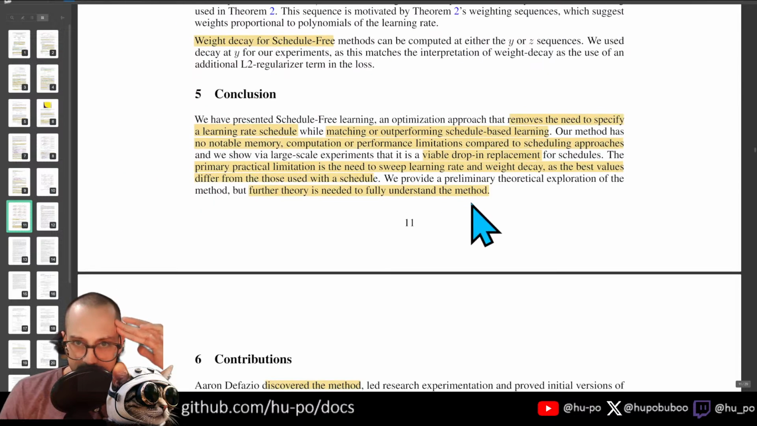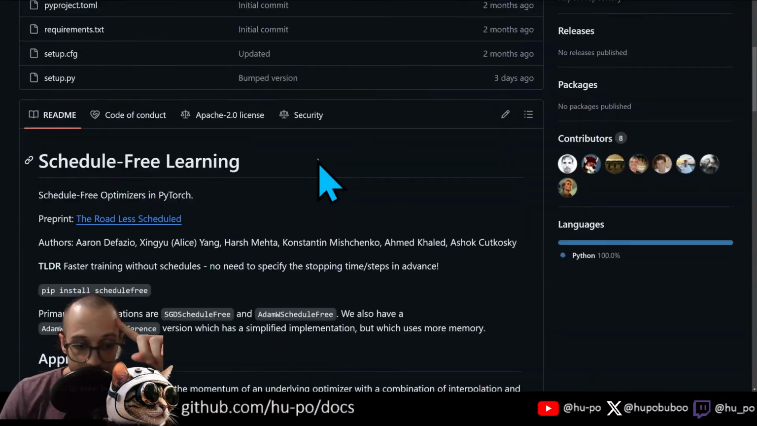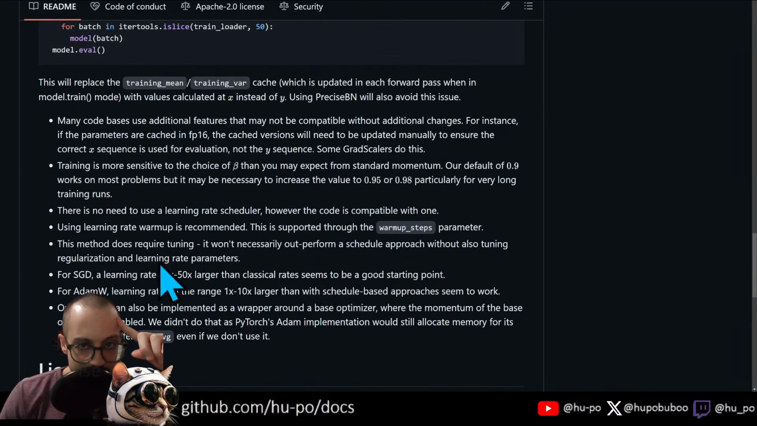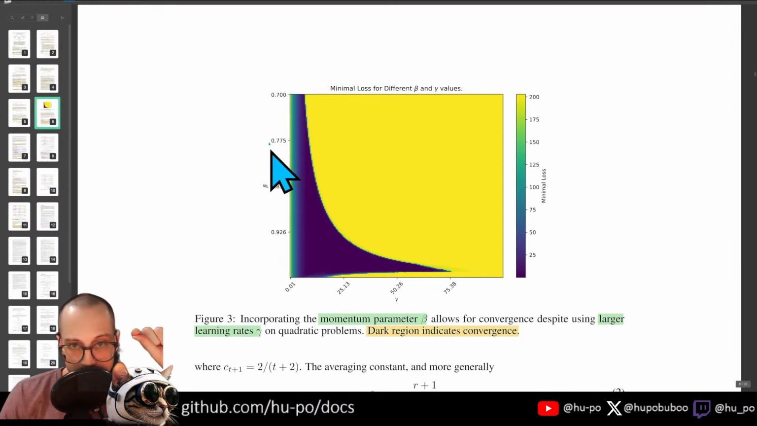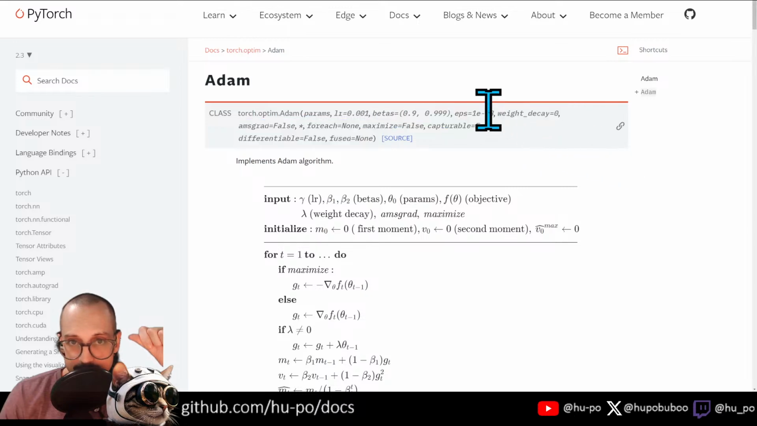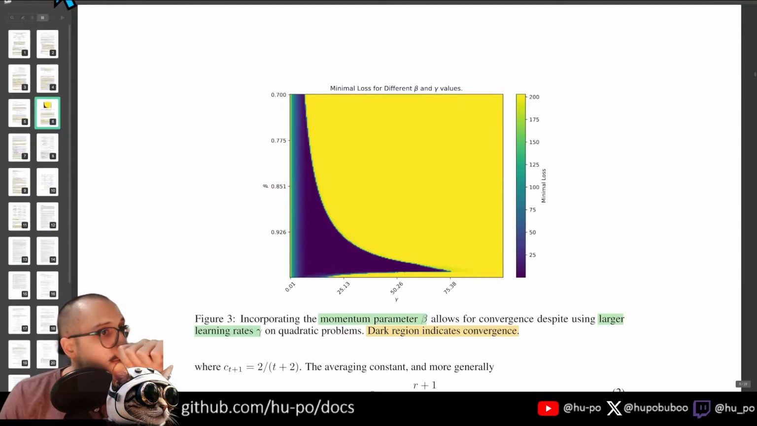But viable drop-in replacement, the primary practical limitation is the need to sweep learning rate and weight decay, as the best values differ from those used with a schedule. Not only that, but learning rate, weight decay, and momentum, all right? We saw here that they say that the momentum. So there are 3 different hyperparameters here that you're going to have to sweep over: learning rate, this one down here, gamma, momentum, beta, and then you're also going to have to sweep over the weight decay, which most of these have here, right? Weight decay.